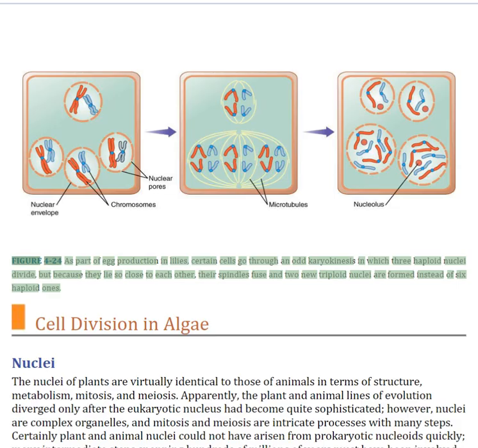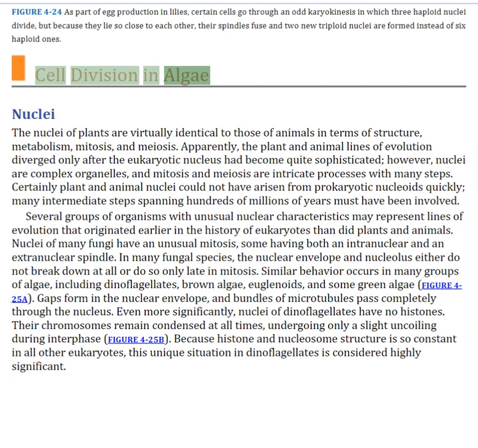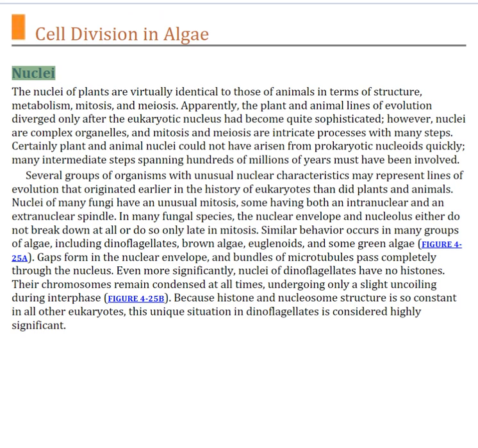Figure 4.24: As part of egg production in lilies, certain cells go through an odd karyokinesis in which three haploid nuclei divide, but because they lie so close to each other, their spindles fuse and two new triploid nuclei are formed instead of six haploid ones. Cell division in algae. Nuclei.